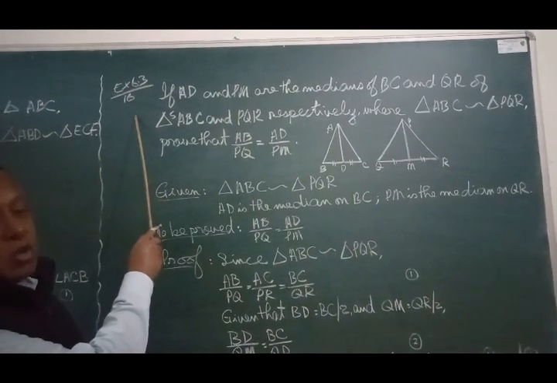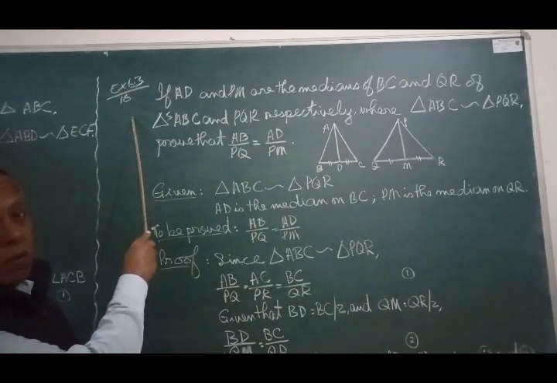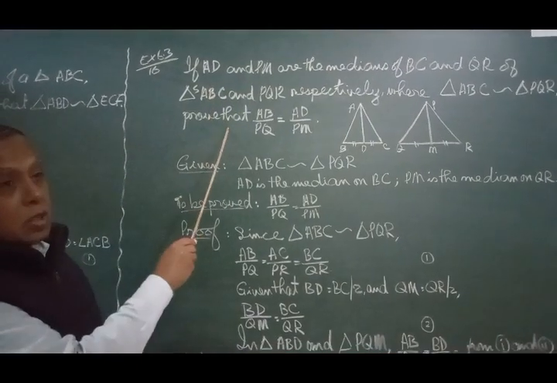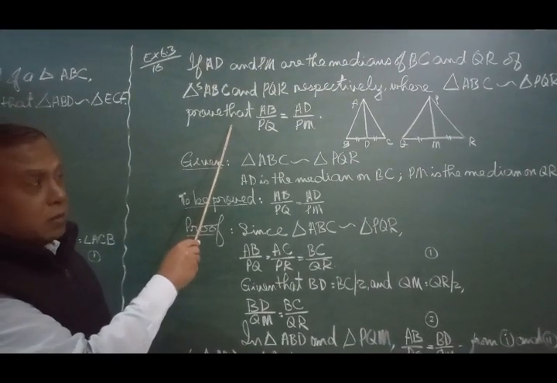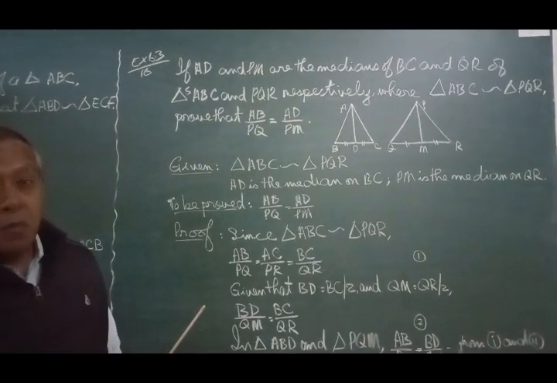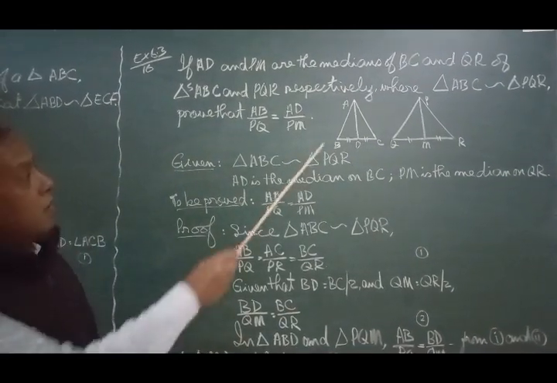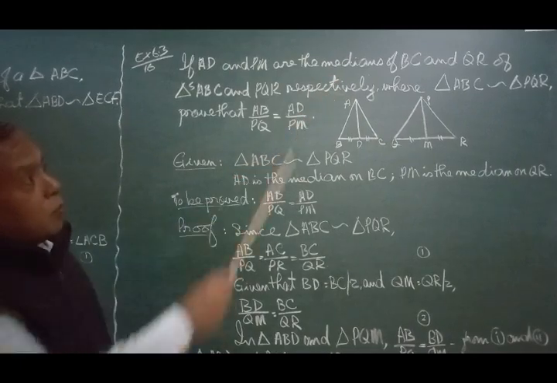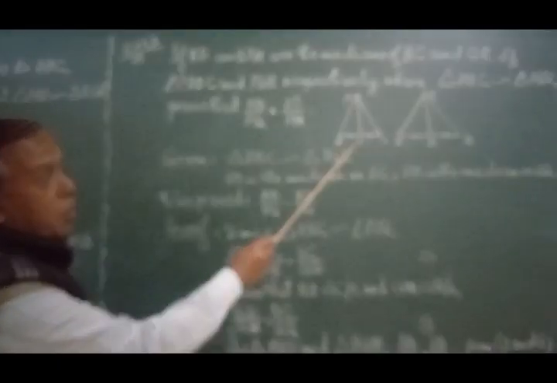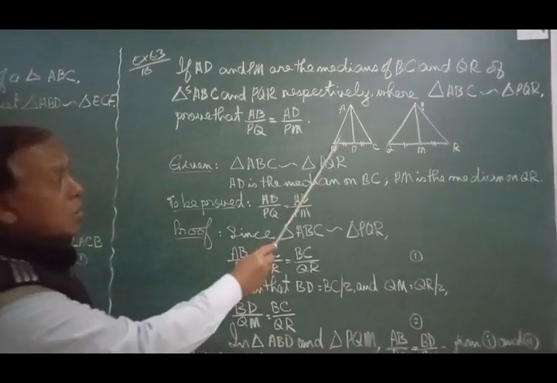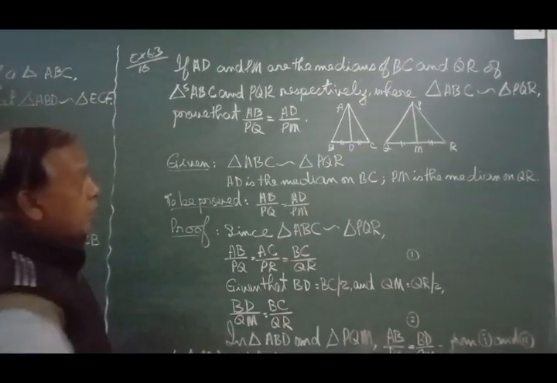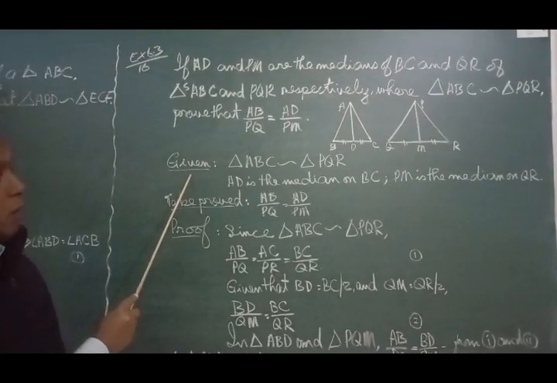We have now question number 16 of the same exercise, 6.3. Read through the question. It's a little difficult, but not so difficult. What we have to understand are the meanings of the words. Median. It's given the medians of BC and QR. What's a median? From the vertex to the middle point of the base, that's a median, which means these are equal. They are the middle point. Okay, so what are we given?